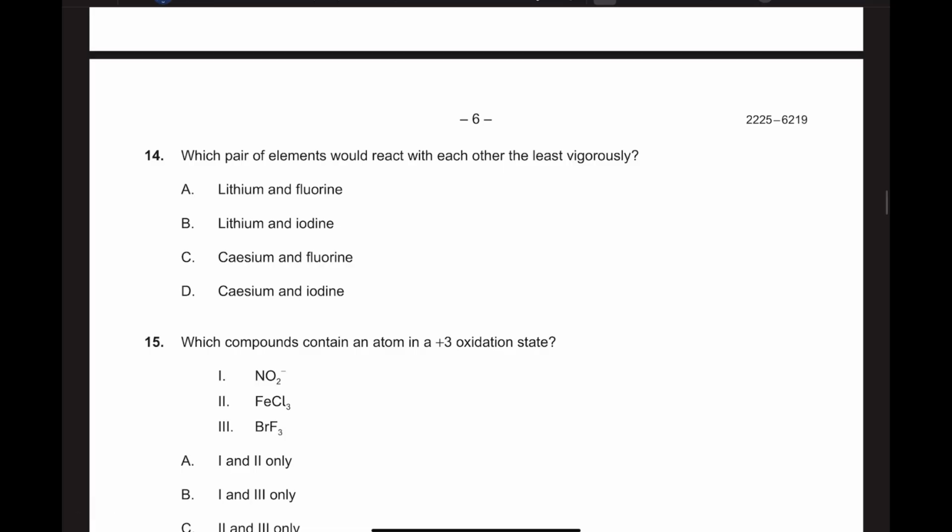Next, which pair of elements would react with each other least vigorously? So we are comparing group 1 and group 17. For group 1, reactivity increases down the group. It increases down the group because as you go down the group, the electrons will be held less strongly, right? So those electrons can easily leave your atom, and that atom will have a good amount of reactivity, right? So for group 1, lithium is the least reactive.